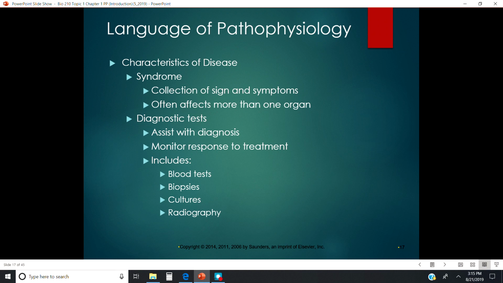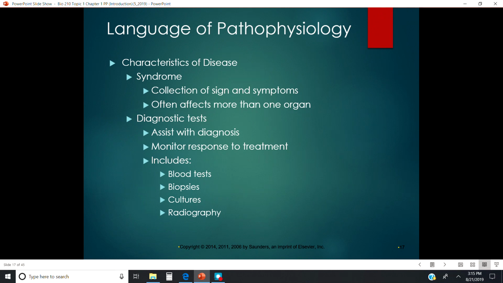Some other terminology related to the characteristics of a specific disease. Sometimes we use the term syndrome. This is a collection of signs and symptoms. And when we have this collection, we can then call it a syndrome. For instance, AIDS, right? Acquired immunodeficiency syndrome. It's a series of signs and symptoms affecting more than one organ. PMS, right? Premenstrual syndrome, right? It's a bunch of signs and symptoms that an individual will exhibit.